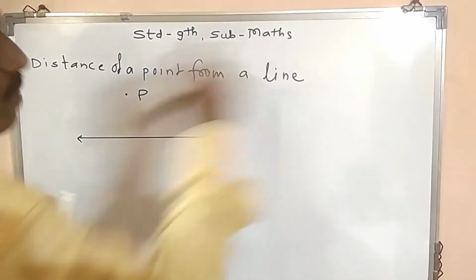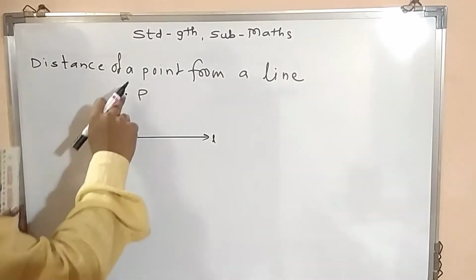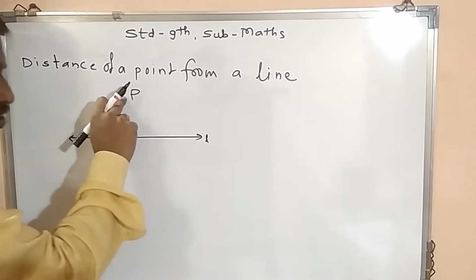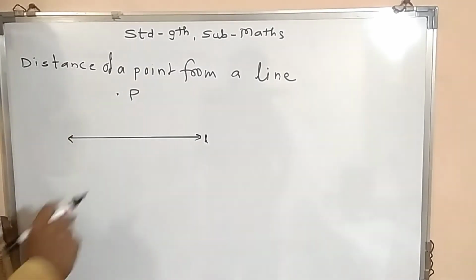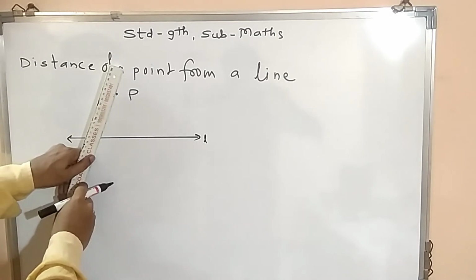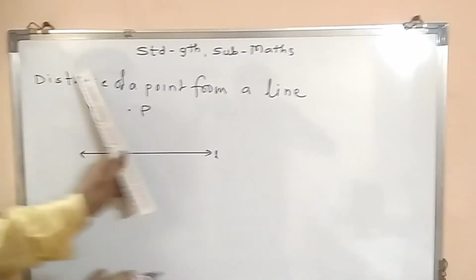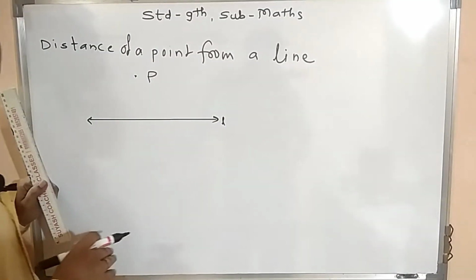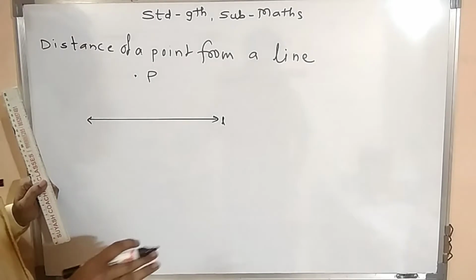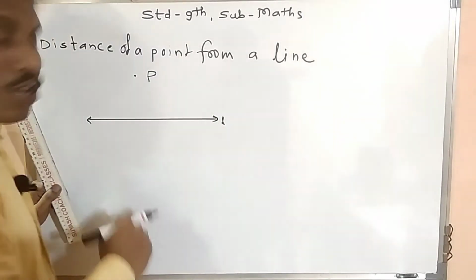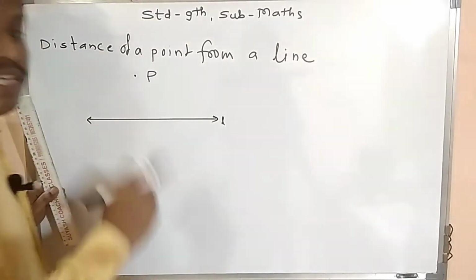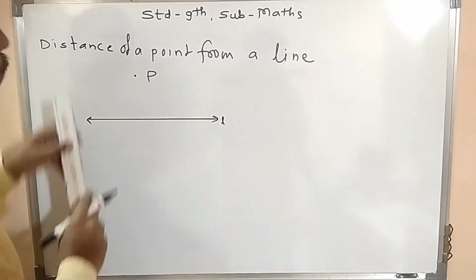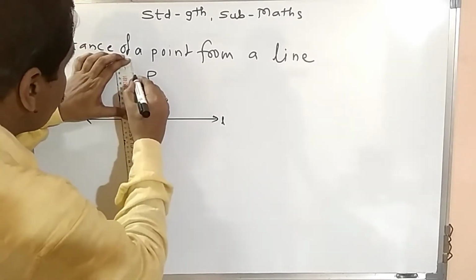Distance of a point from a line. This is line L. This one is point P outside the line. I have to measure the distance of this point P from line L. One can measure like this, one can measure like this, or one can measure like this. If we measure like this, every time the distance is going to change. Then the correct distance of this point from the line is the perpendicular distance. To find distance of a point from a line, we need to draw a perpendicular.